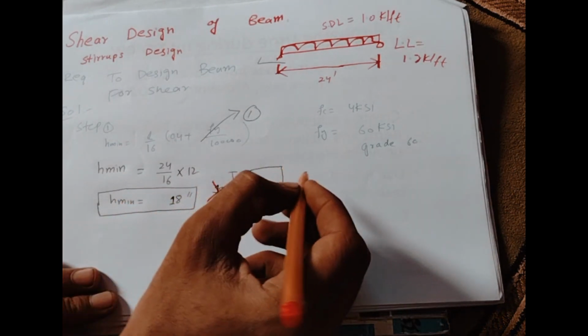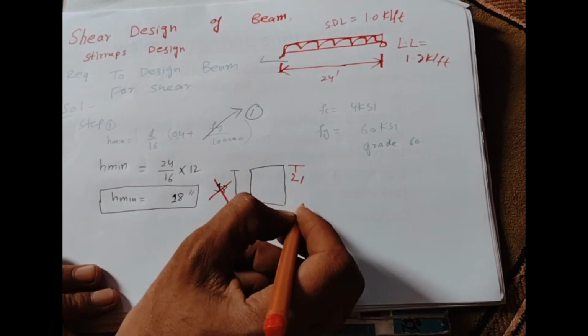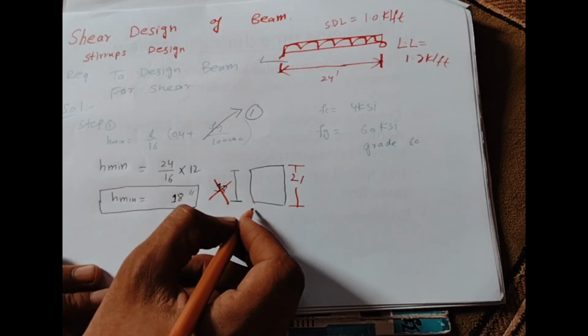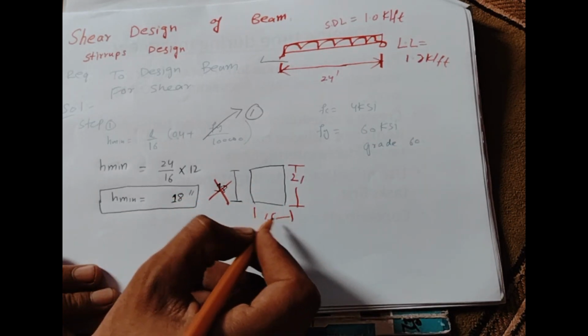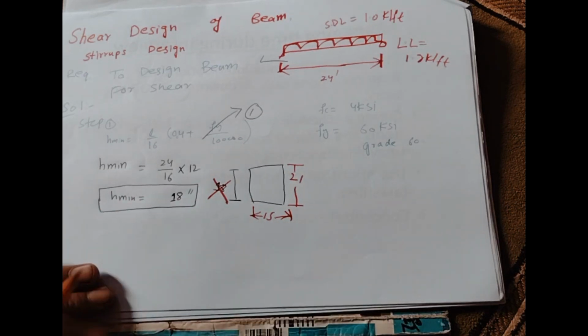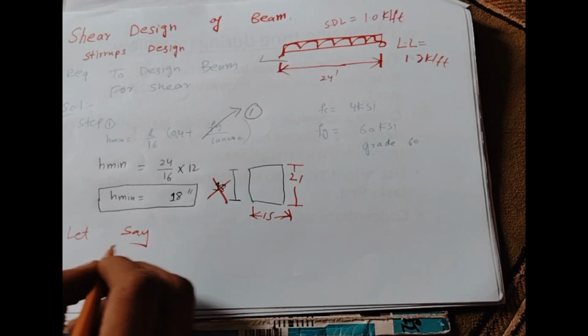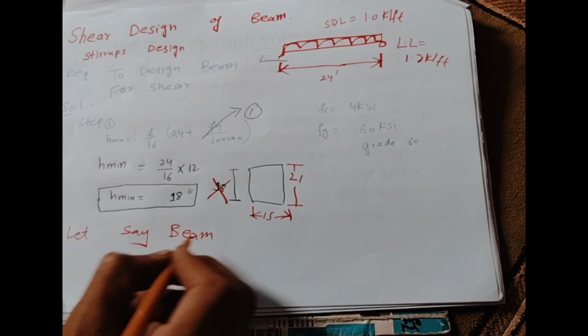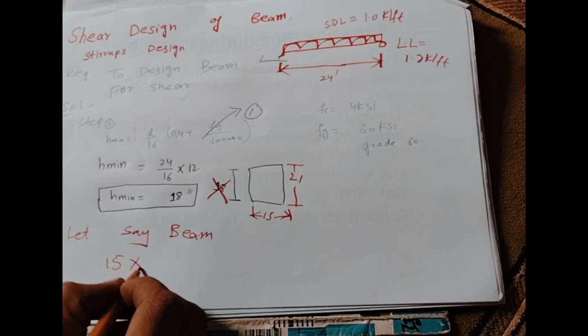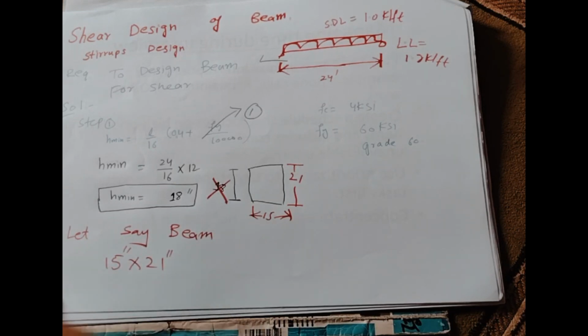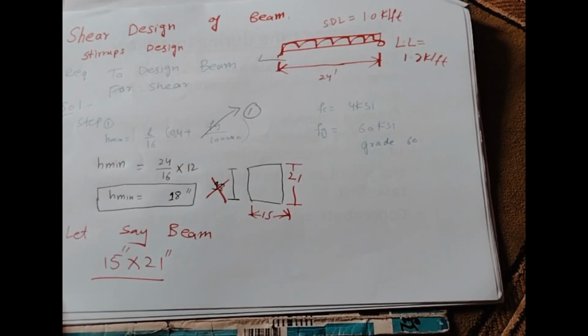Now I draw the cross section of the beam. We have got 18 inch, so it is increased by 3 inches, and the breadth is 15 inches. Now let's say the beam is 15 cross 21 inches. So we have the cross section now, 15 cross 21 inches.